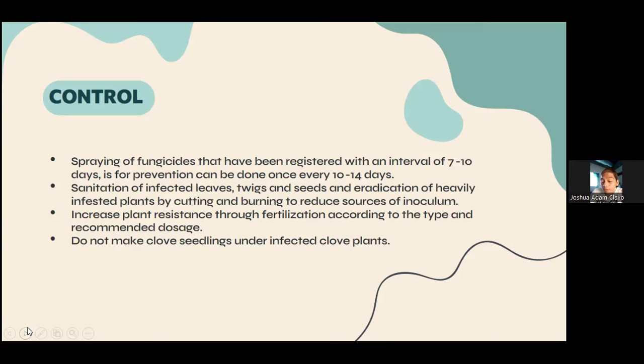The third one is to increase plant resistance through fertilization according to the type and recommended dosage. And the last one that we need to do to control this kind of disease is do not make seedlings under the infected clove plants. So that's all.